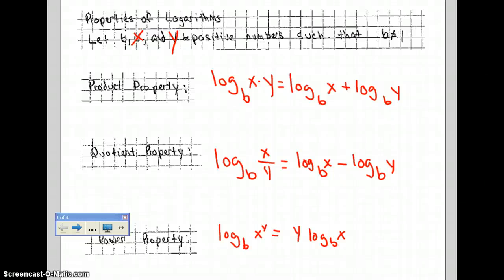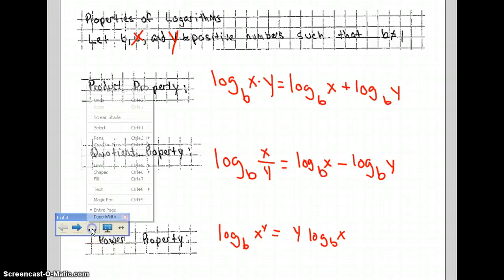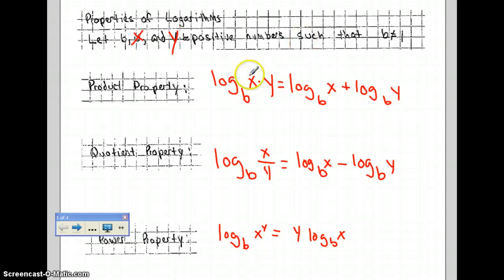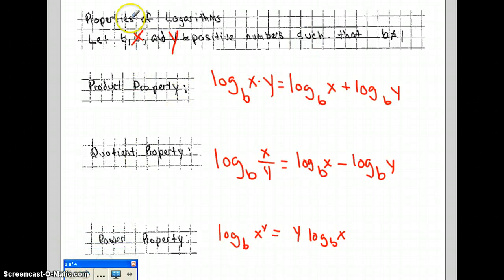Okay guys, so we're going to be looking at some properties of logarithms to try to help us solve and simplify certain expressions. And the first thing we're looking at is three different properties that you'll need to know. And the first one deals with the product property. And I'm taking the log base b of a quantity x times y.